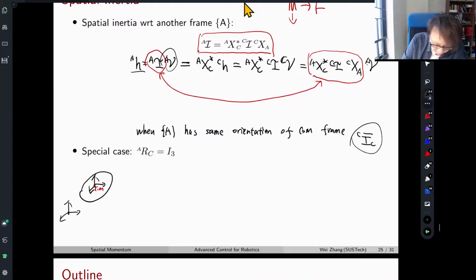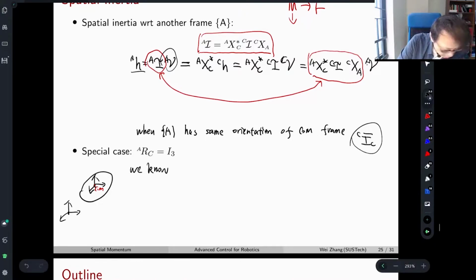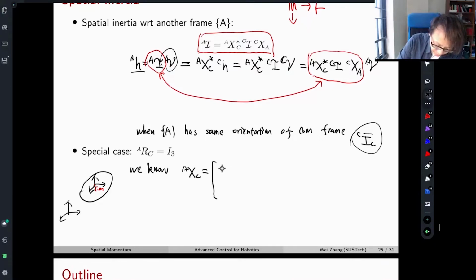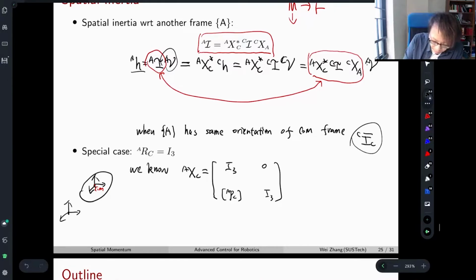Sorry, I can write my spatial inertial matrix explicitly. Okay, so in this case, we know X_CA equals this change of coordinate for twist. Actually, in this case, because the orientations are the same, the R_CA is identity. So I have identity, 0, identity. Here is P_CA skew symmetric. That's my matrix. And using this, you can apply this formula.